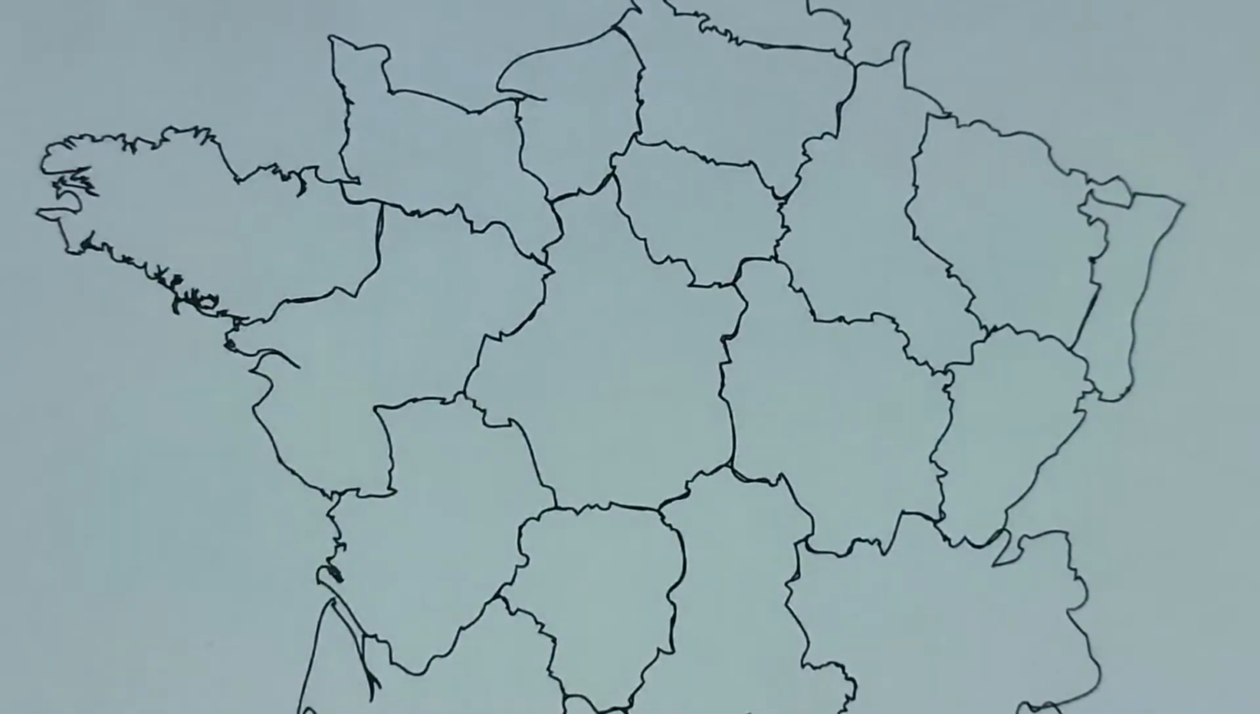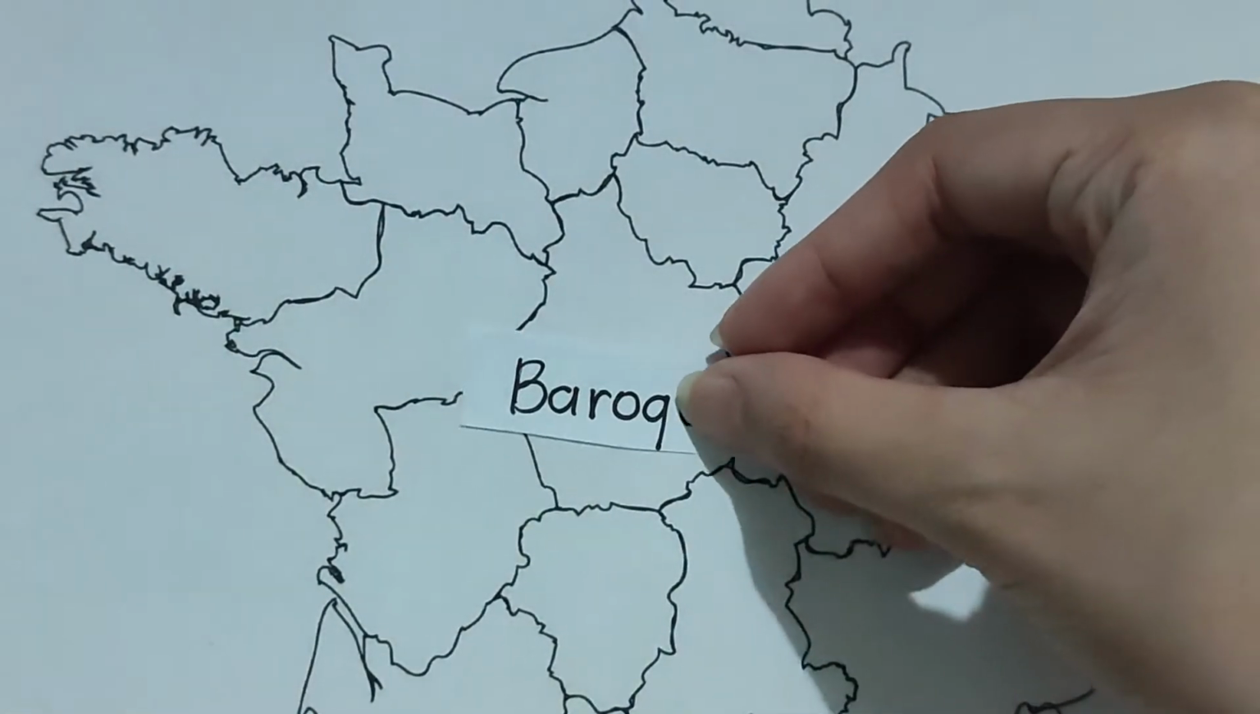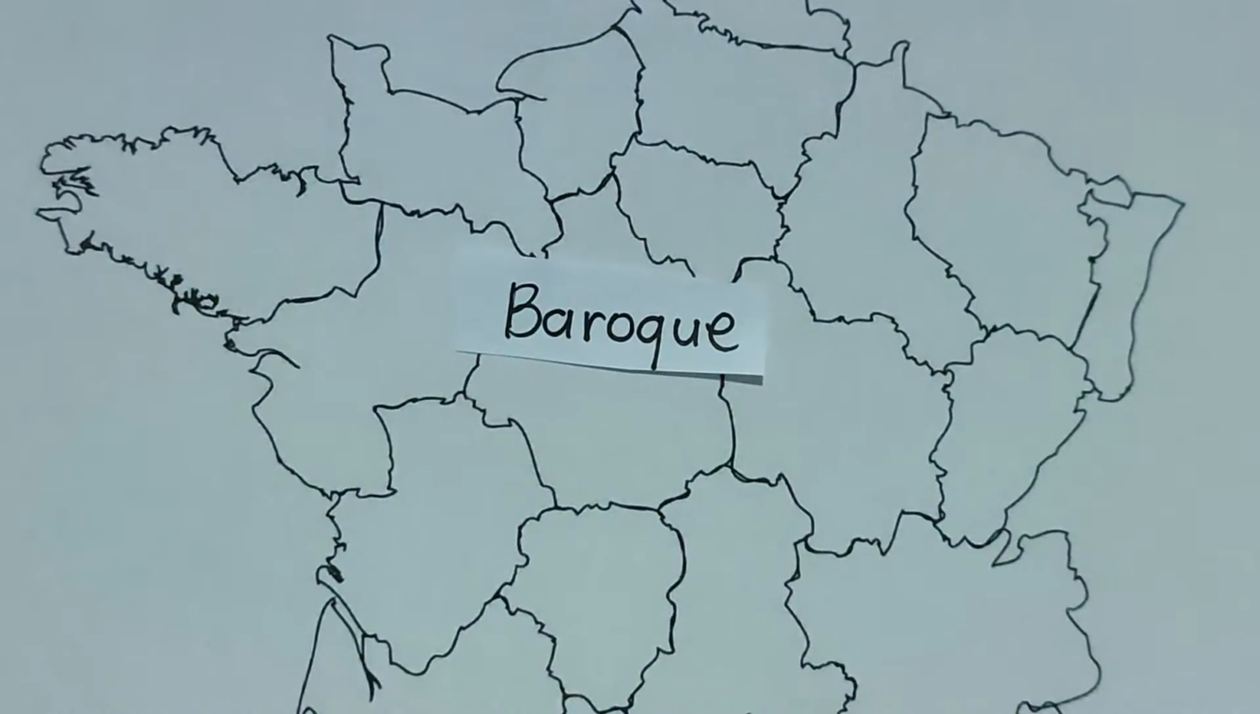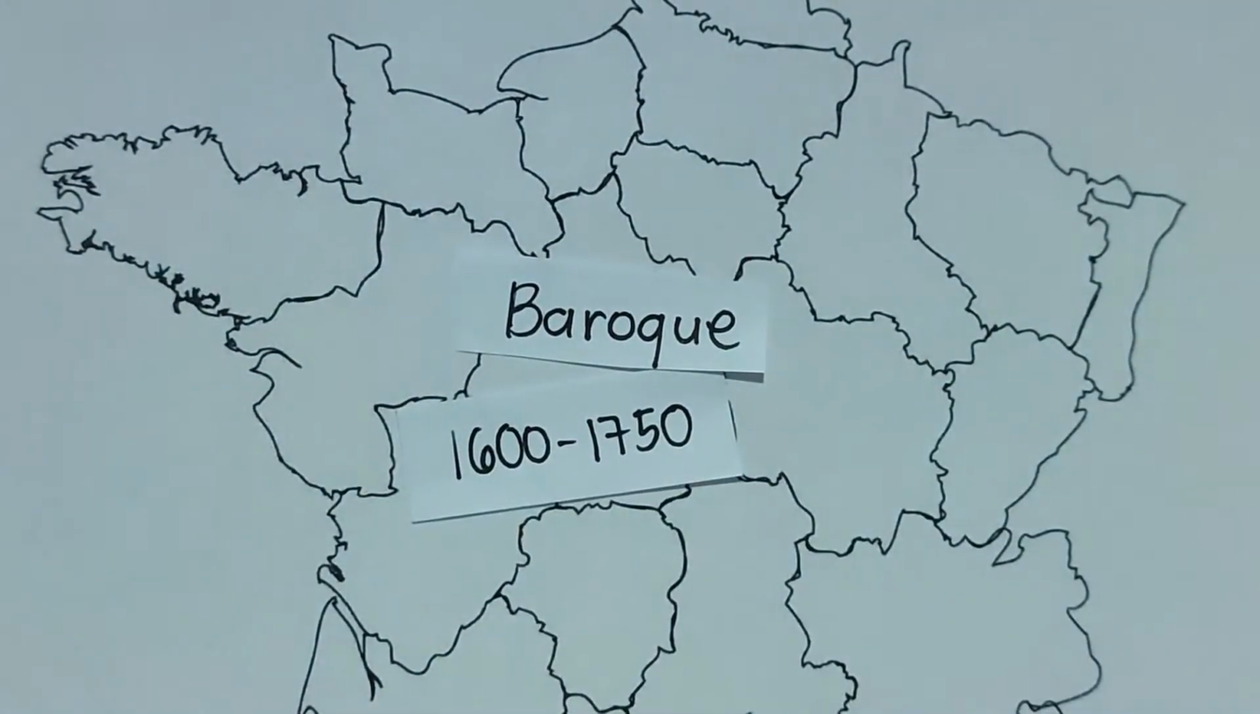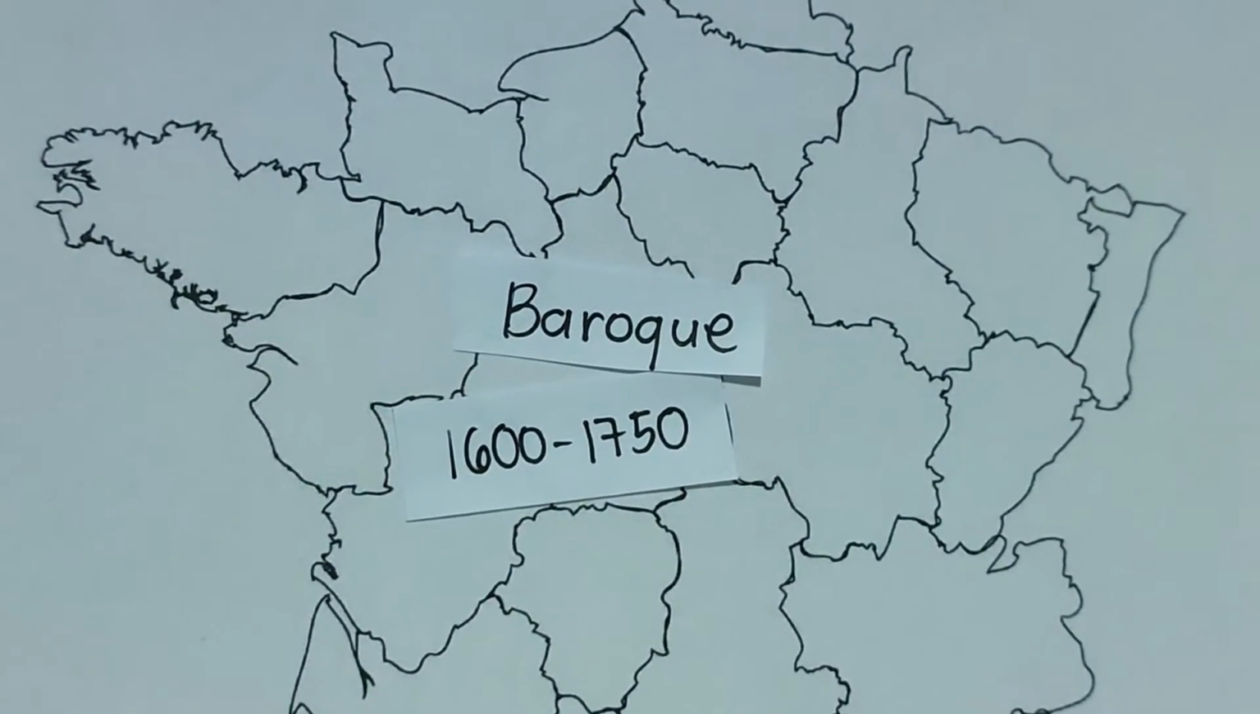Last is the Baroque town planning. Baroque is a French word which means irregularly shaped. It also means extravagant style of art characterized by curvy lines, gilt, and gold. Baroque started at around the 1600s and ended at around 1750.